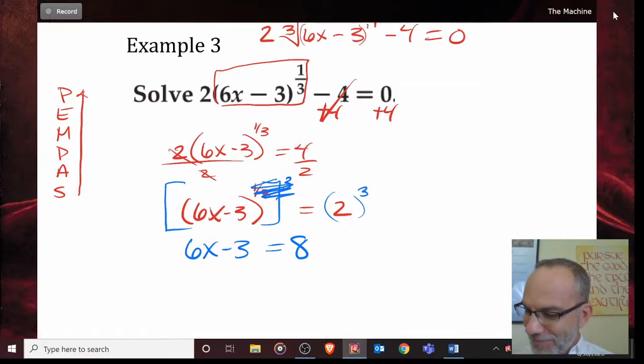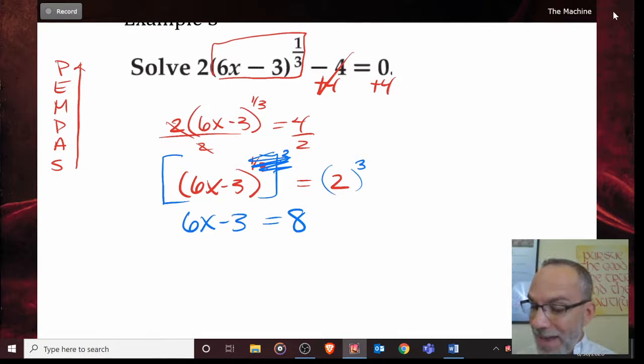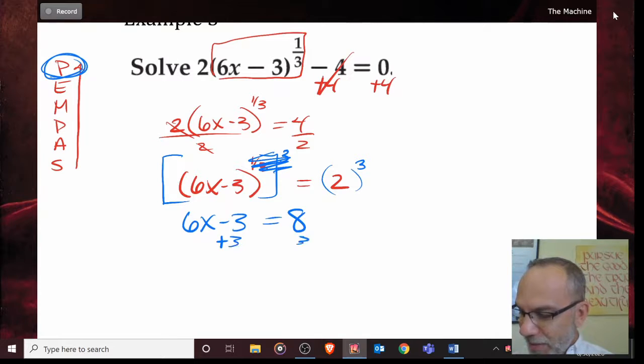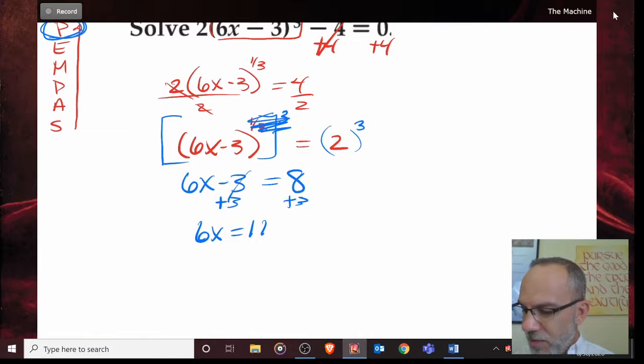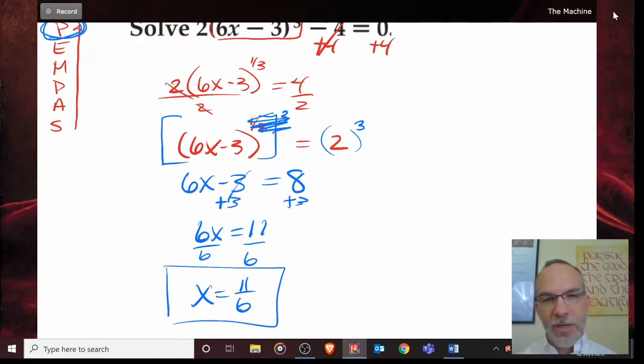Okay, so now I can finish doing what's inside the parentheses. So now I'm going to do plus 3. This cancels. 6x is equal to 11. Then divide both sides by 6, and divide both sides by 6. And so x then is equal to 11/6. Don't be afraid of fractions.